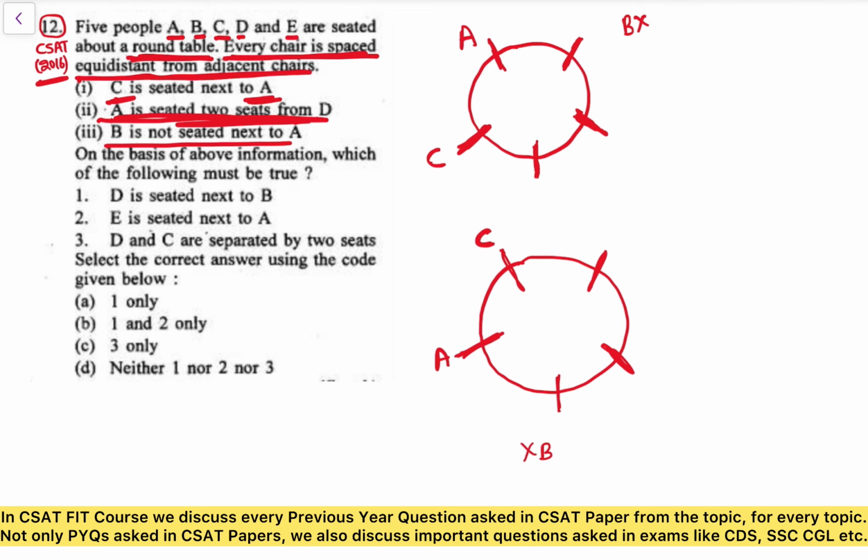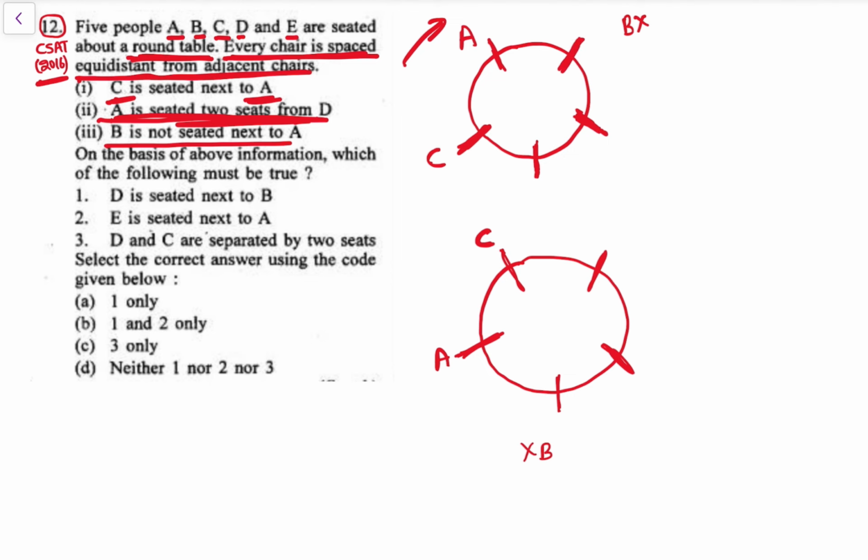So let's take the same direction in both cases. A is seated 1 seat, 2 seats from D. So this D is seated here. Similarly here also A is seated here, so D is seated from this direction: 1 seat and 2 seats. So D is seated here.